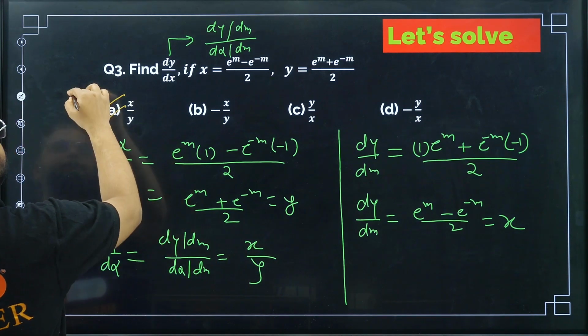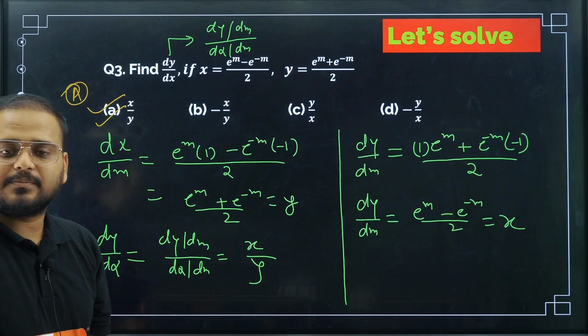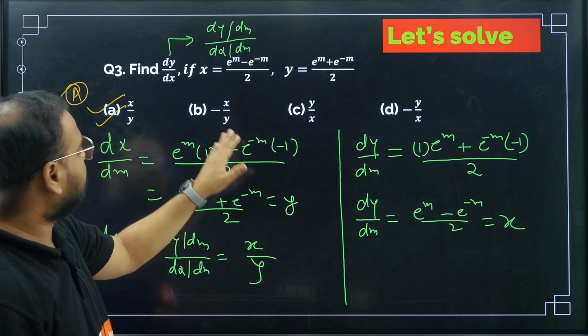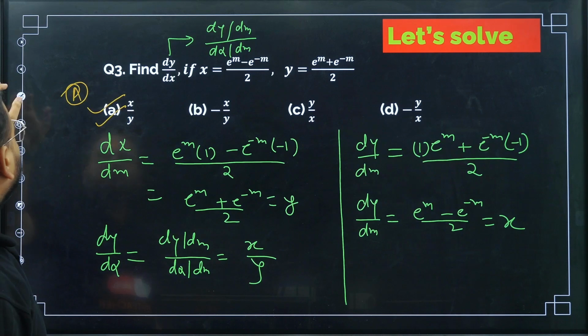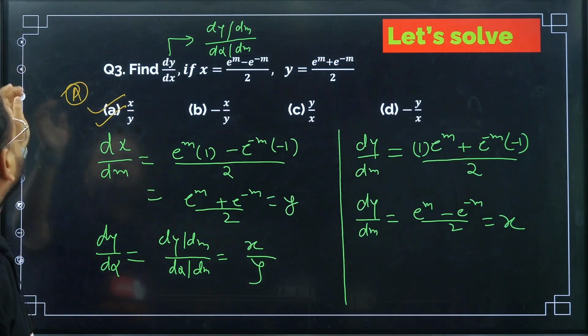Option A. I hope this is simple and easy. Yes sir, simple and easy. x by y, option A is the correct answer. Moving on. Third problem is done. Let's move on to the next question.